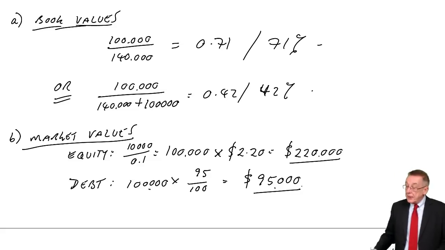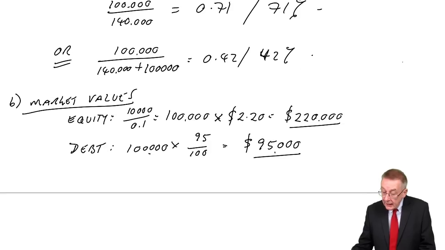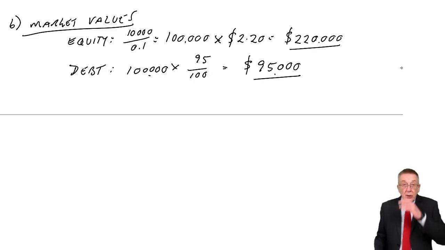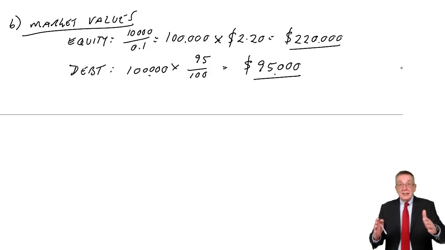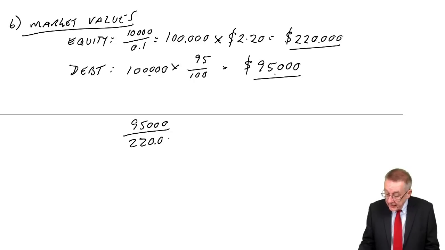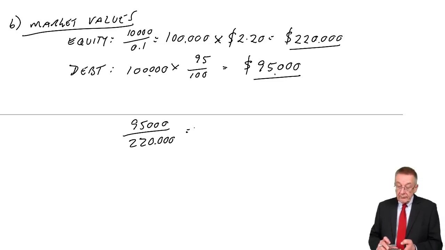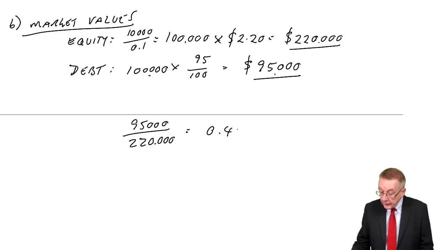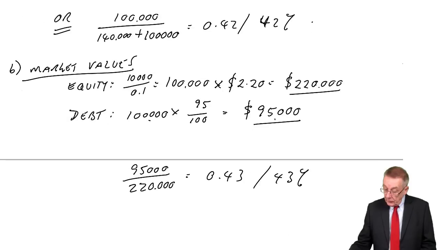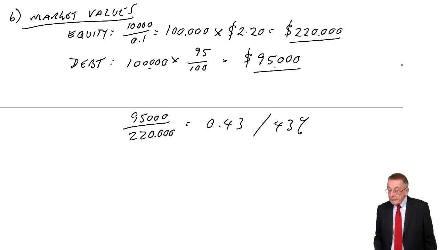As far as the gearing ratios are concerned, and it's here to be careful of one silly mistake people make, I'll do it the two ways again. First of all, if we measure it as just debt divided by equity, debt is 95,000. On market value, equity is 220,000. Which comes to 0.43 or 43%, which of course is a lot different than it was before.